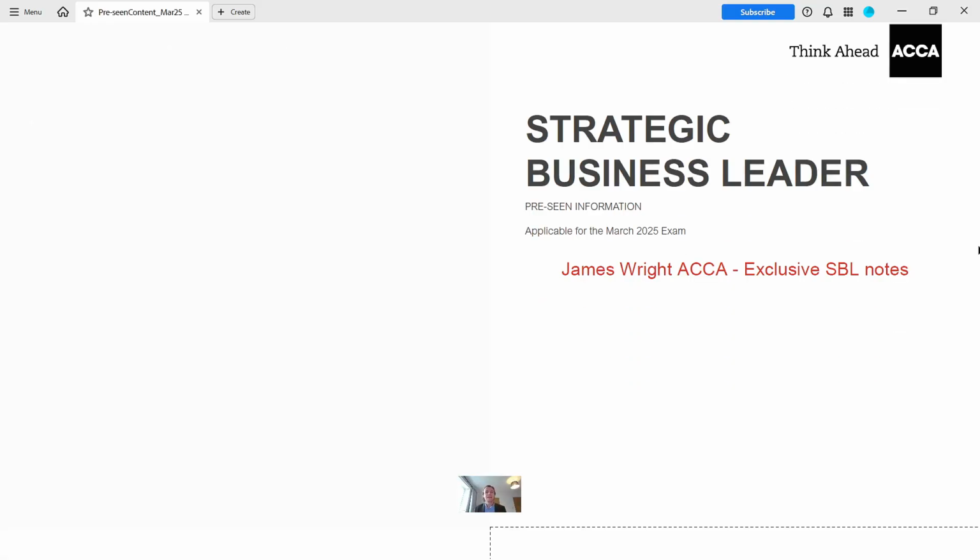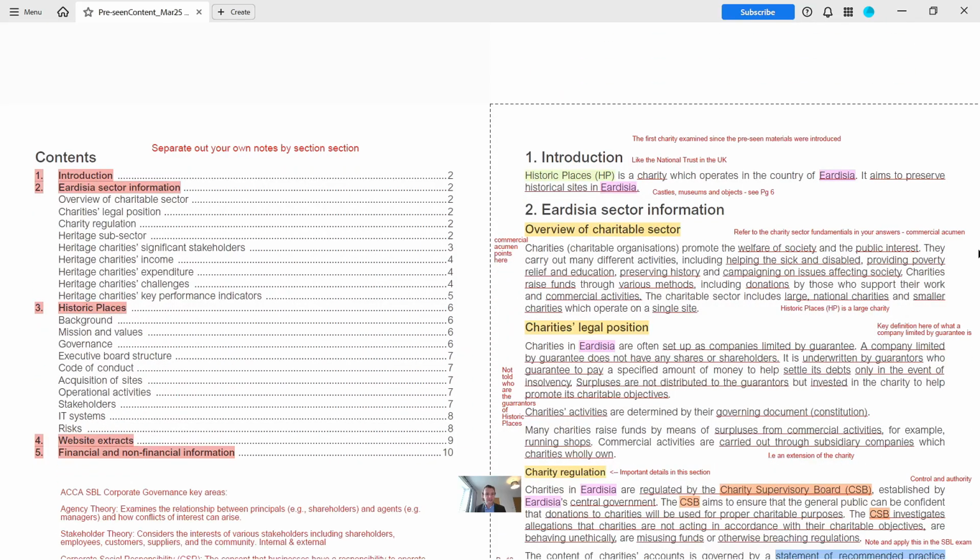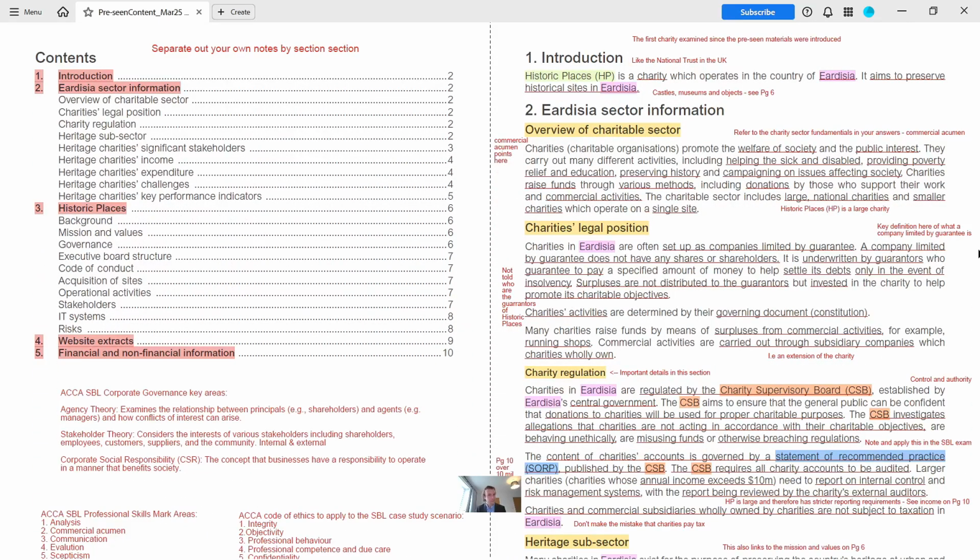But let's get started now, having a look through the first part of the pre-seen notes. And if you've got a copy of this yourself, feel free to add your own notes on top of it. But starting on the contents page, if I was in your shoes, how would I go about this? Well, first of all, you can see there are 5 parts in the contents page that I've separated out. We've got the introduction, the sector information, historic places, the website extracts, and the financial and non-financial information. I'd break those up into whether you like to use paper notes or Excel tabs, whatever it may be. It's just so that if you come across anything else you want to add to it, it just goes into one of the folders. Keep it simple on there.